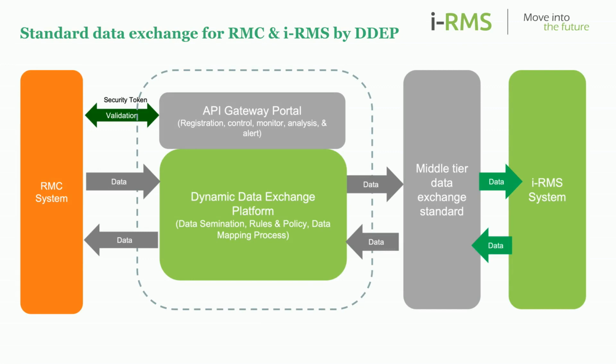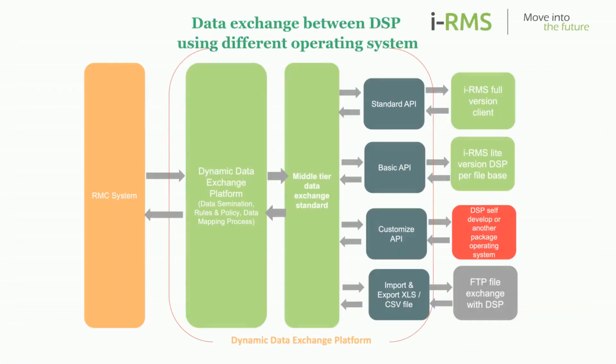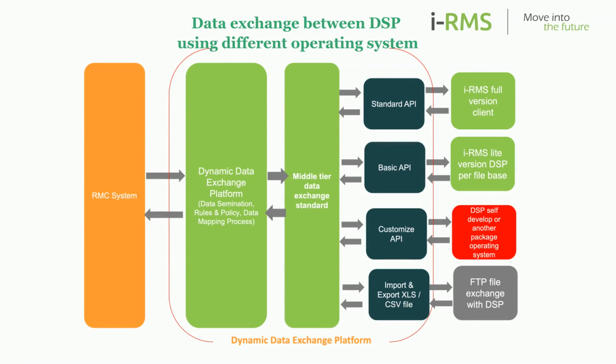The data flow process applies to all DSPs utilizing the i-RMS operating system. They can directly exchange data with RMC using the same standard. One of the main advantages of RMC using DDEP is that it can integrate with different systems, whether it's a DSP's own customized system, a market off-the-shelf relocation operating system, or another service provider's database. All are welcome to map their data to RMC's standard API, which reduces RMC's development time for integrating with each DSP's complex system structure and unique system requirements.